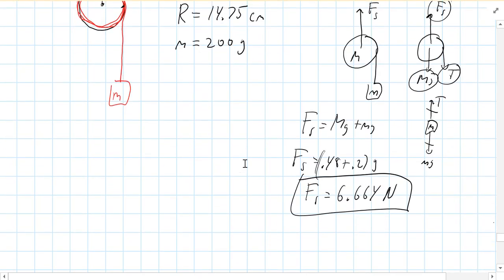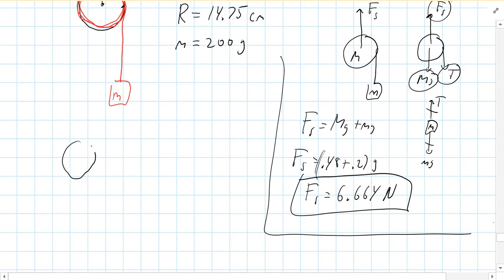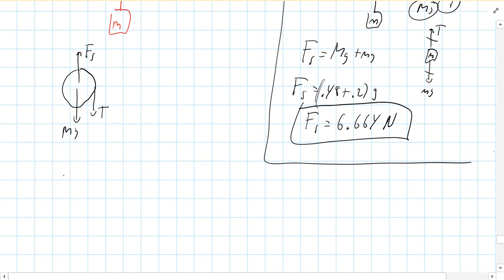So now it's moving. I'm going to kind of cordon this work off. So we still have our two FBDs. We have the pulley. We have the force of the scale up, we have this tension down, and we have big mg acting down. Okay, and then we have the little weight, little m. Now we have a little mg down, and we have tension up.